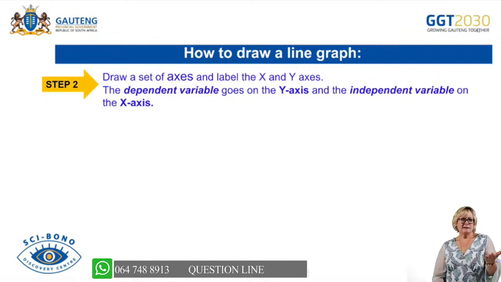I know you think, oh, it's easy. I must just have two axes, a y-axis and an x-axis, and then I'm going to draw it. No, there's certain things that you must make sure that you do correctly. Draw a set of axes and label the x and the y-axis. The dependent variable goes on the y-axis and the independent variable on the x-axis. All right, so remember that. That's something that you must remember.